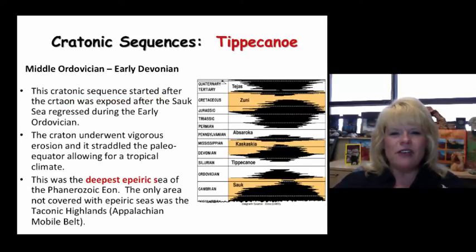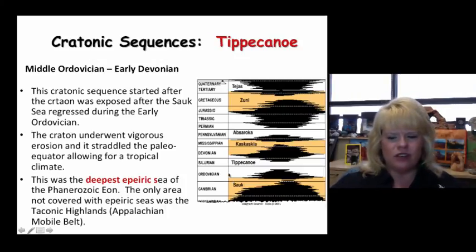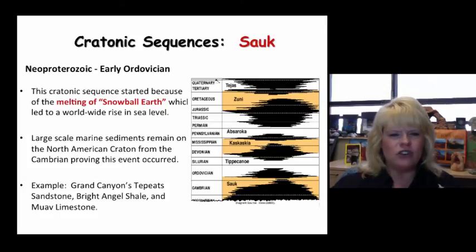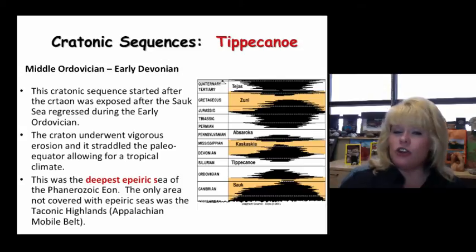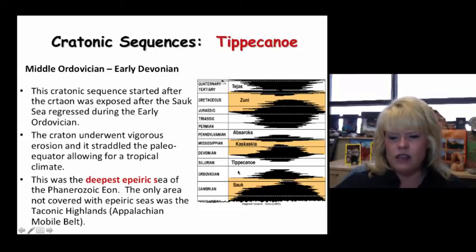One of my personal favorite names is Tippecanoe. Tippecanoe starts in the middle Ordovician. So going back to Sauk, did you notice it went from Neo-Proterozoic to early Ordovician? That's test-related stuff. But for the Tippecanoe, it starts in the middle Ordovician, right in here, and goes all the way until the early Devonian.